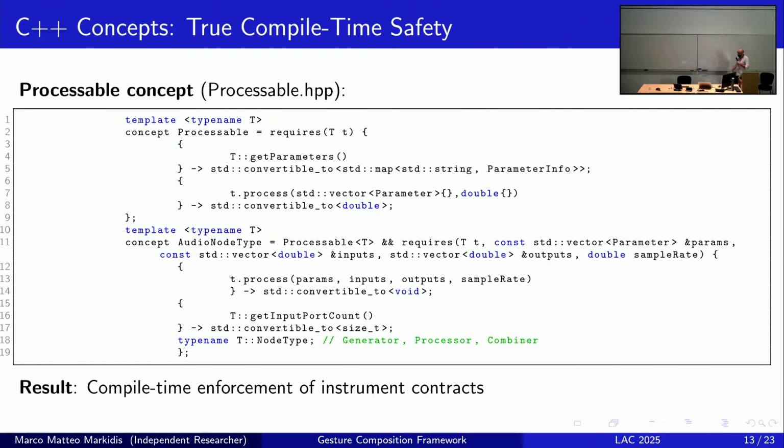Then each instrument you want to write derives from this concept that I call processable. A processable, and also an audio type that extends processable, supports C++20 concepts. This gives us an enforcement of type safety, because at compile time we can understand if we are providing all the necessary elements for our processable.